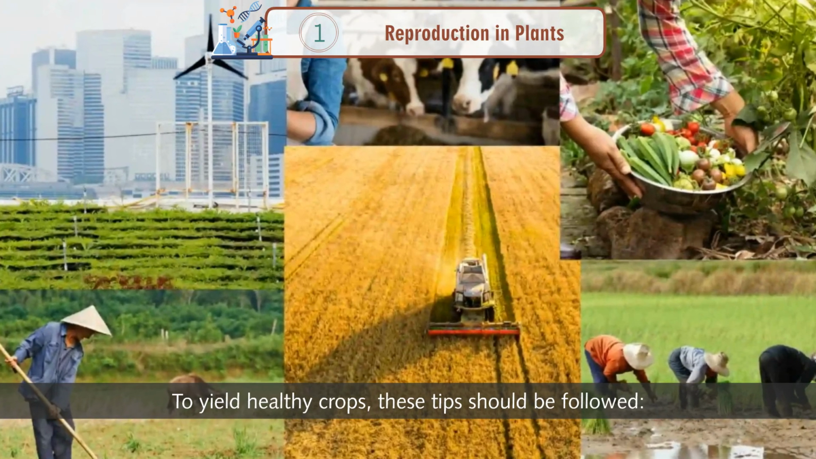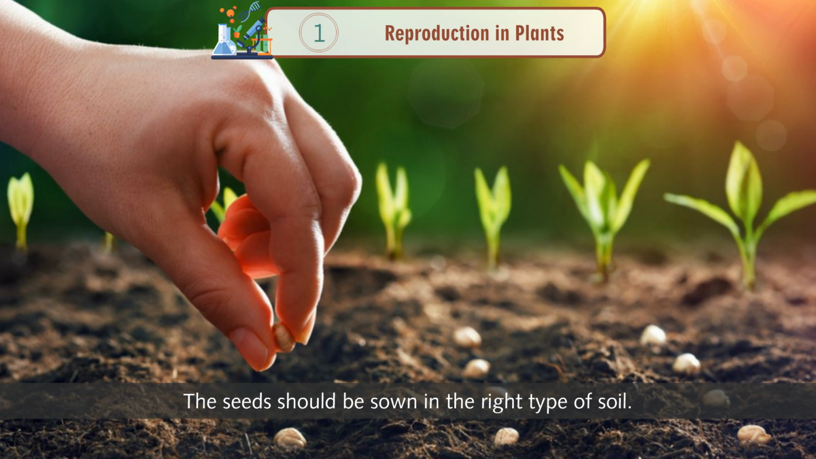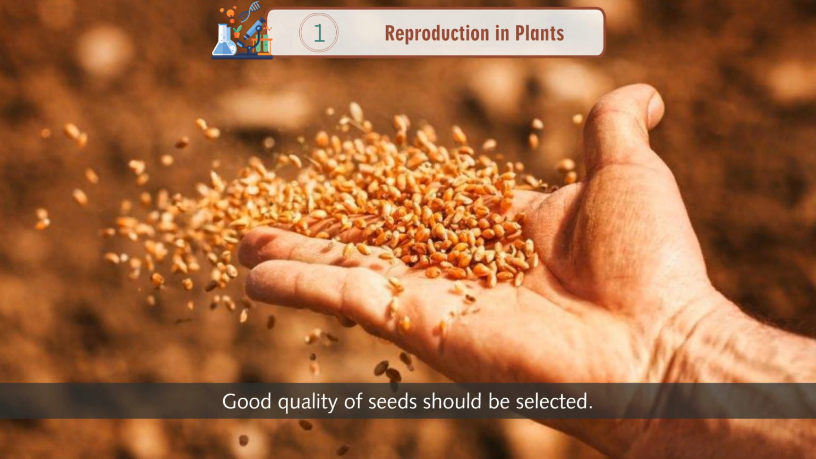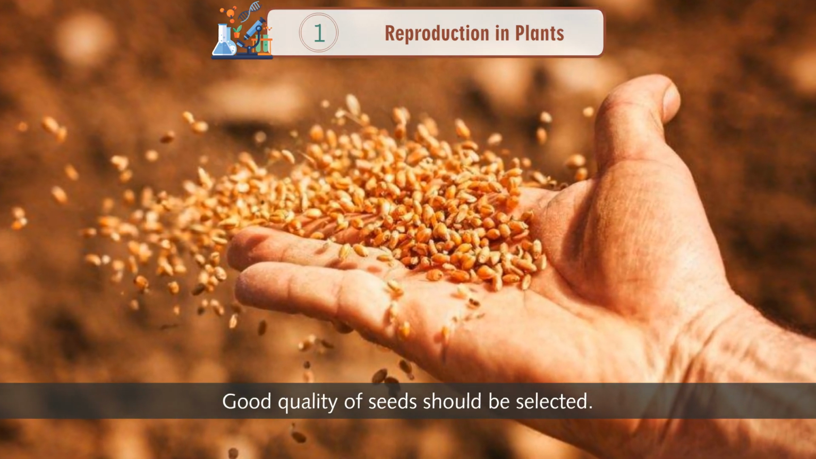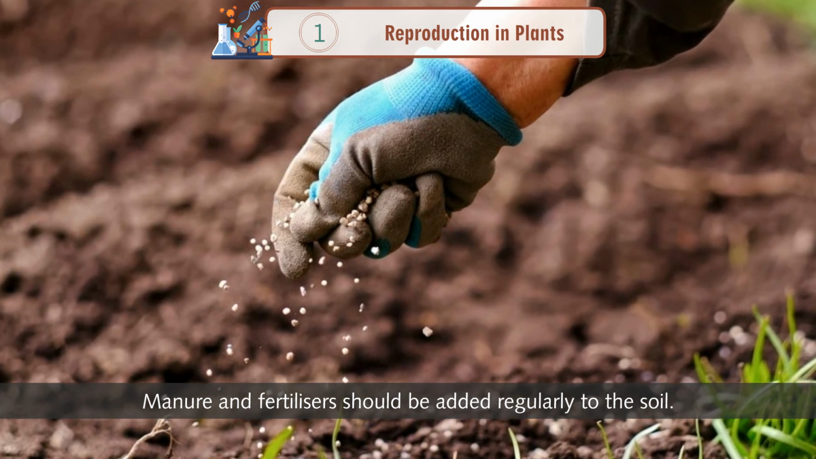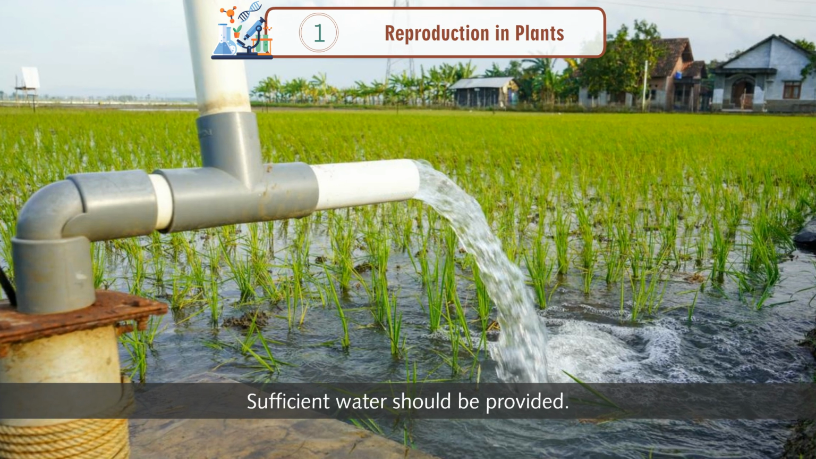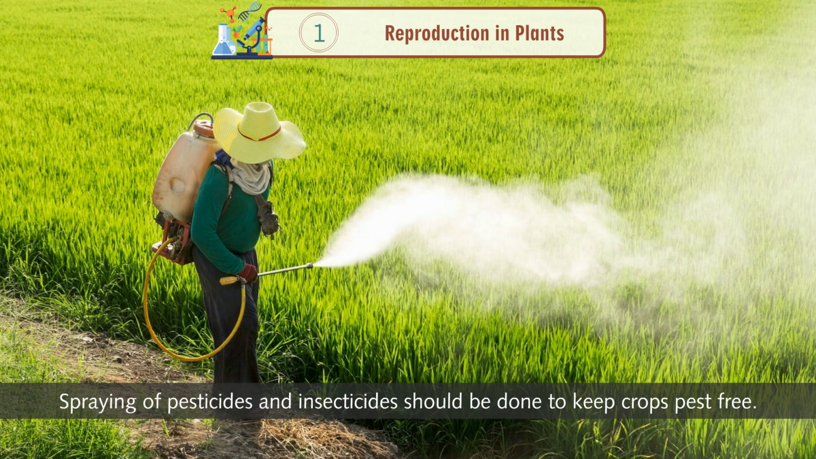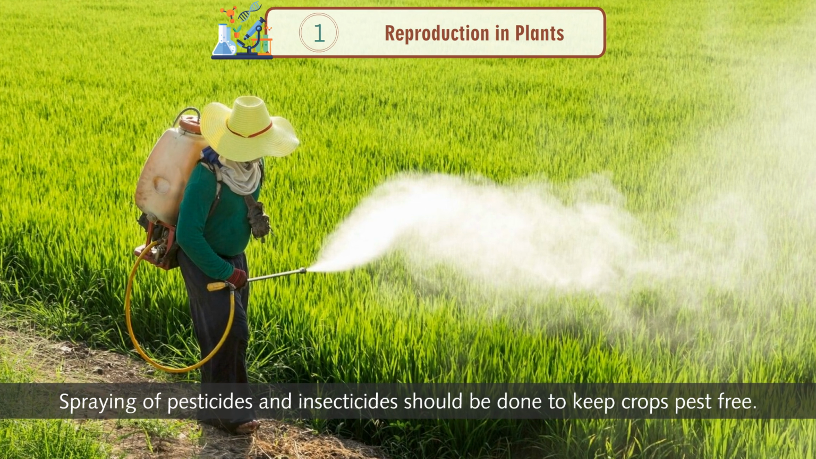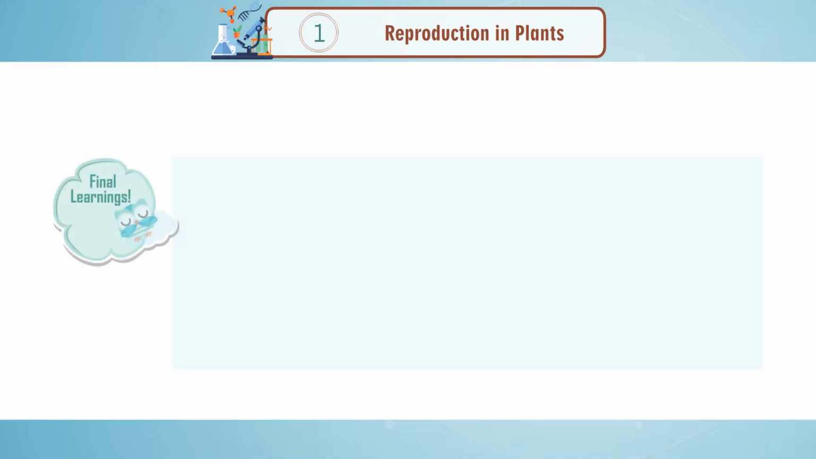To yield healthy crops, these tips should be followed. The seeds should be sown in the right type of soil. Good quality of seeds should be selected. Manure and fertilizers should be added regularly to the soil. Sufficient water should be provided. Spraying of pesticides and insecticides should be done to keep crops pest-free.